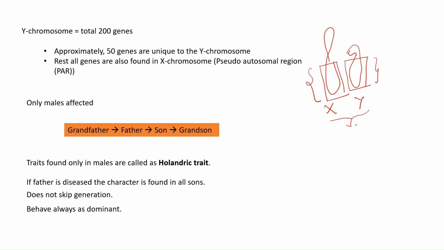Now, if the father is diseased, the character will be found in all sons, because sons are also males. Males have a Y chromosome, and this Y they can get only from their father, because the mother doesn't have a Y chromosome. Therefore, if the father is diseased, the character will be found in all sons. These genes do not skip generations, because in all generations the Y chromosome gets transferred, as it is only coming from the male partner.